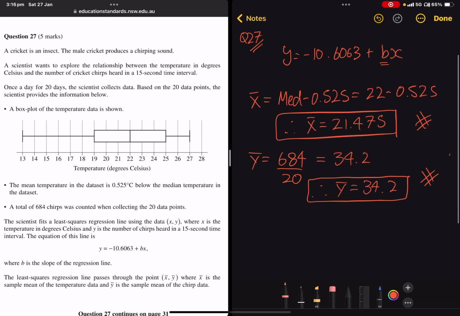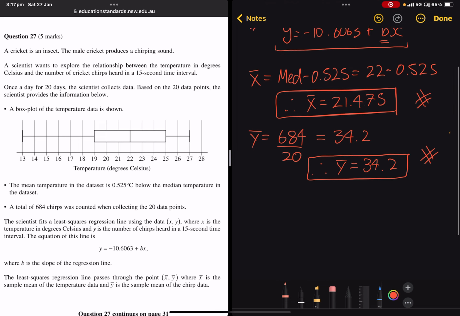We're going to use these values, x bar and y bar, in our least squares regression line. We're going to plug x bar in as x, y bar in as y. Then we're going to solve this for b because b will be the only missing value. We can do this because the last sentence in the question tells us the least squares regression line passes through the point x bar, y bar. So we know that this is the case.